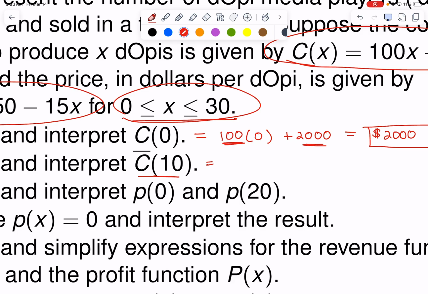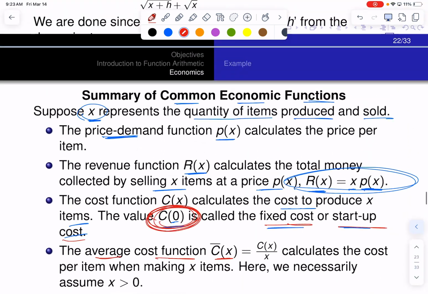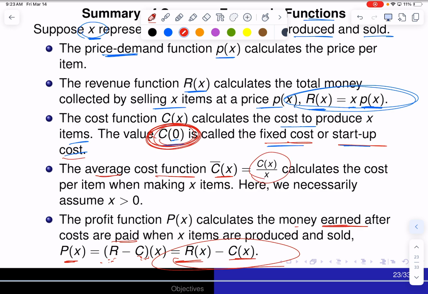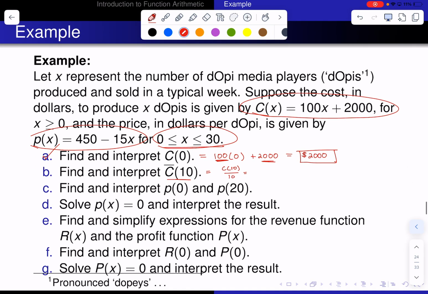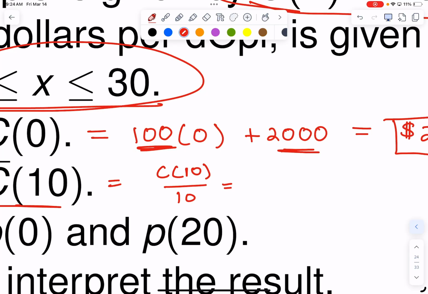Okay? So we're going to have C of 10. To figure out average cost, you take your cost to produce 10 of them and divide by the number that you made, and that'll give you your average cost. So average cost is simply taking C of X divided by X. So in this case, C of 10 divided by 10. Does that make sense? Okay? I keep going back to that page so we can look at the formulas.